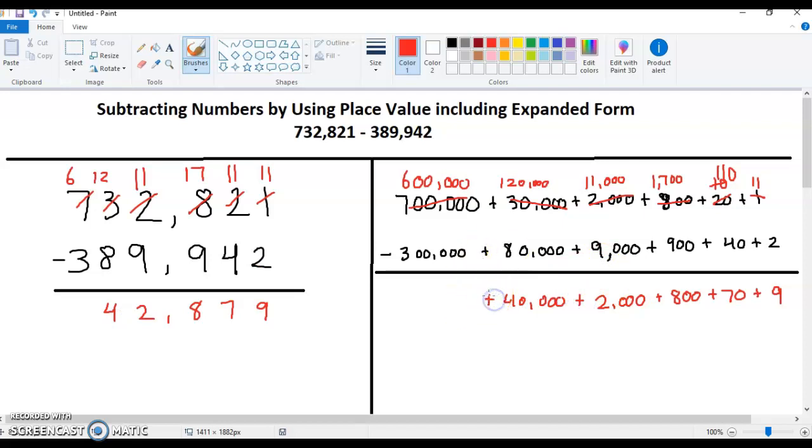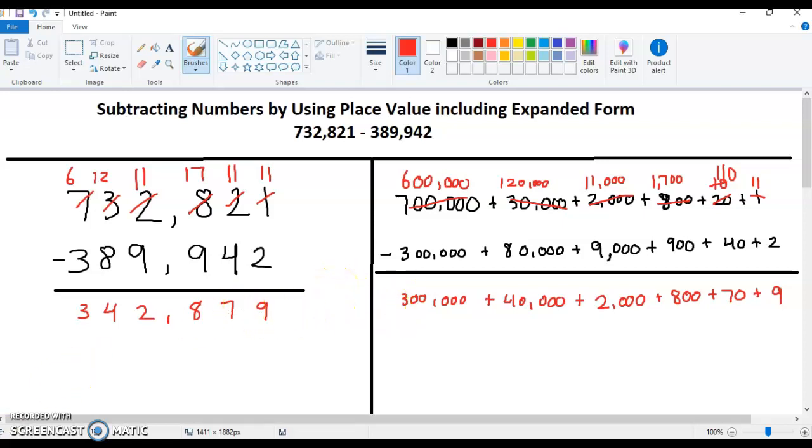And finally, now that we're at the final place value, you can just subtract. 600,000 minus 300,000 leaves us with 300,000. And 6 take away 3 is 3. There we go. So you can see how whether we did it the traditional way or found a difference in expanded form, we still get 342,879, 300,000 plus 40,000 plus 2,000 plus 800 plus 70 plus 9. And these are the exact same numbers.